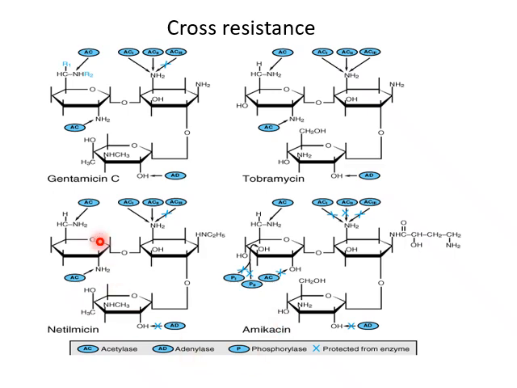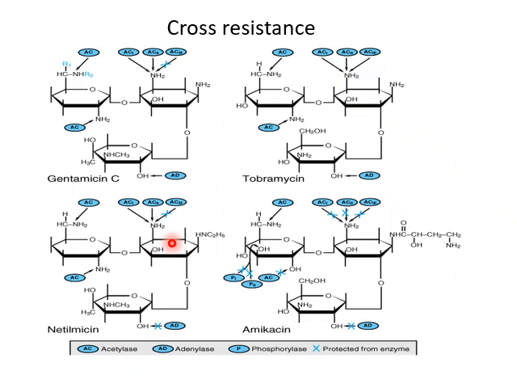Now let's go back here. So we have cross-resistance, but not always. Let's follow this site here. So if the bacterium leads to acetylation in here, on gentamicin, it's going to lead to acetylation in here also on tobramycin. It's going to lead to acetylation in here also on netilmycin, and it's going to lead to acetylation in here on tobramycin. So yeah, that bacterium is leading to cross-resistance for all 4.